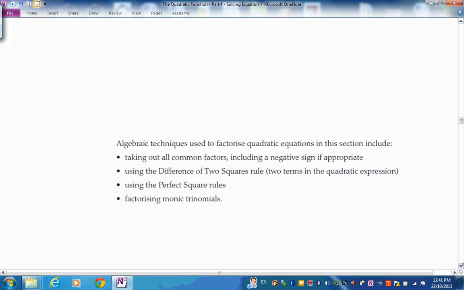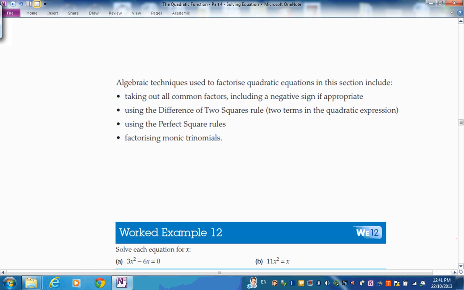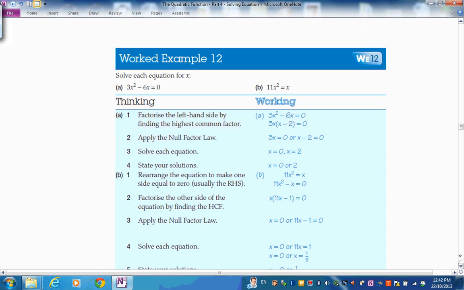Let's have a look. Here are the techniques used for the next one from Pearson's: factorize quadratic equations. Take out all common factors, and if there's a negative in front of x squared, put that outside the bracket. We'll do one of those in a minute. Use the difference of two squares rule, if you're lucky enough to see that, a square minus a square, or use perfect square rules, or use your method, which is the opposite to FOIL, to actually factorize it. Okay, let's have a look at some examples here.